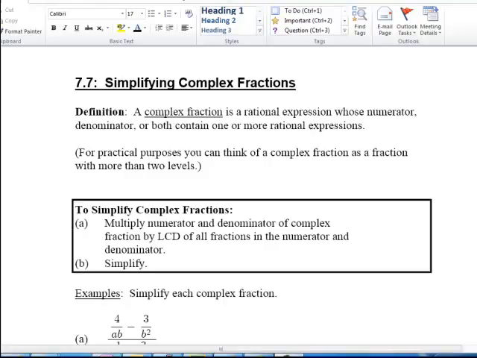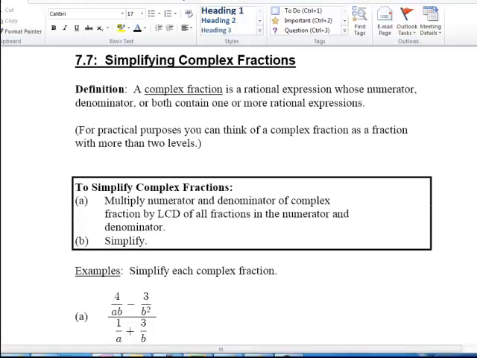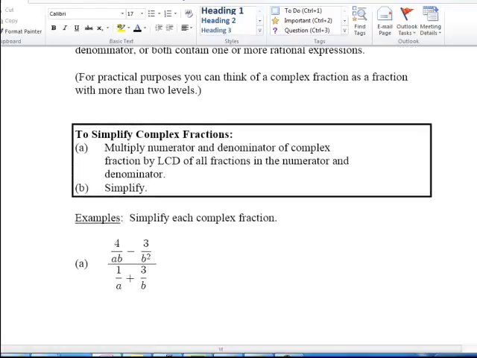In this section, we'll talk about simplifying what are called complex fractions. And what you want to think of when you hear the word complex fraction is just any fraction that has more than two levels. So instead of just a numerator and a denominator, it has fractions within the numerator or within the denominator or both.